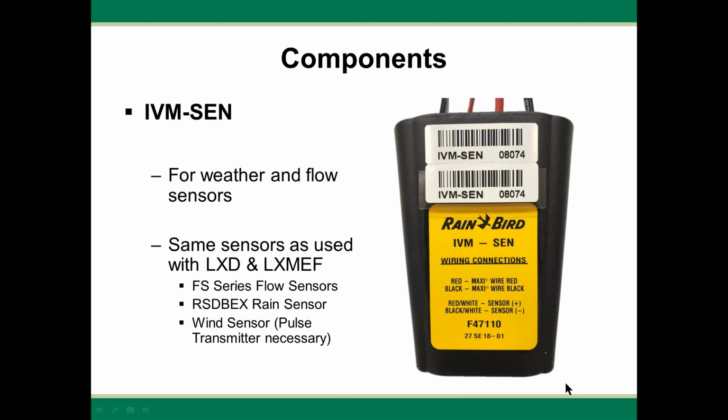The next component that we want to talk about is our IVM SEN. This IVM SEN is for our sensors. This is for weather and flow sensors. We'll be connecting and using these sensors with the same flow sensors that we've used throughout the past with all of our LXD and LX-MEF controllers. These are the same flow sensors that we've used, our FS series flow sensors. You can also connect up the RSDBEX rain sensors. You can connect wind sensors as well as soil moisture sensors as well out on the 2-wire path.